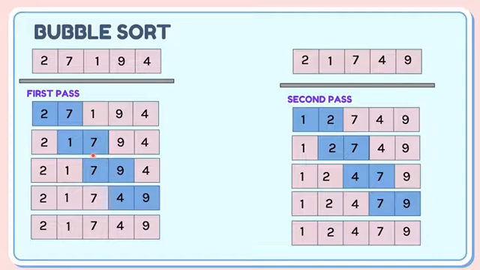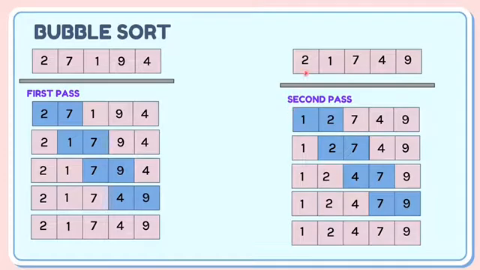And then we'll compare the next two elements, which are 7 and 9. 7 and 9 are in the correct place, so we don't have to swap them. Next, we compare 9 and 4 here. 9 is greater than 4, so we have to swap places. And then this is our final order of the array after the first pass of this bubble sort. And we will move to the second pass.